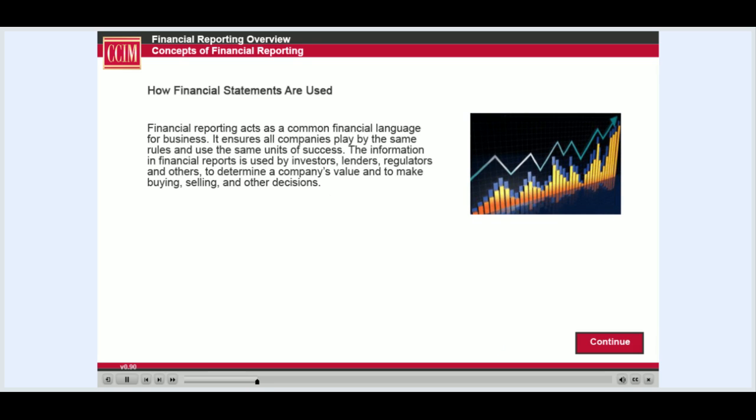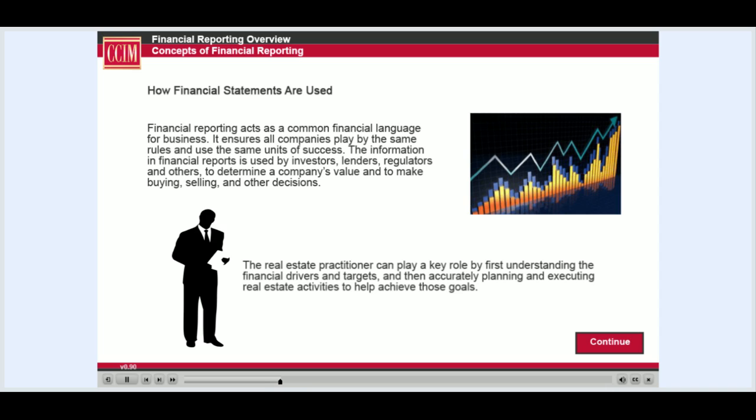Financial reporting is intended to act as a common financial language for business for all stakeholders. In theory, an investor can use financial reports to measure the health of one company versus another. A real estate practitioner needs to understand the basics of this world so that they can accurately plan and advise their clients in their business decisions that involve real estate.